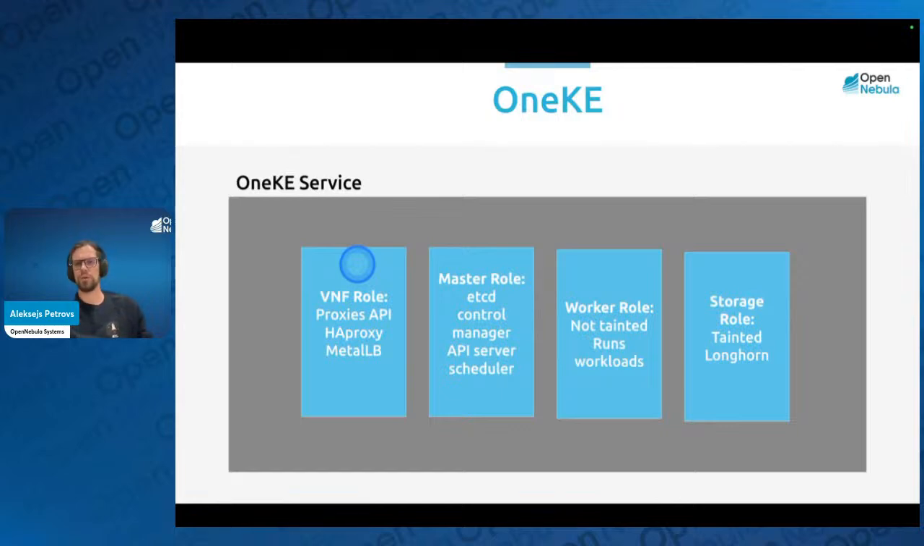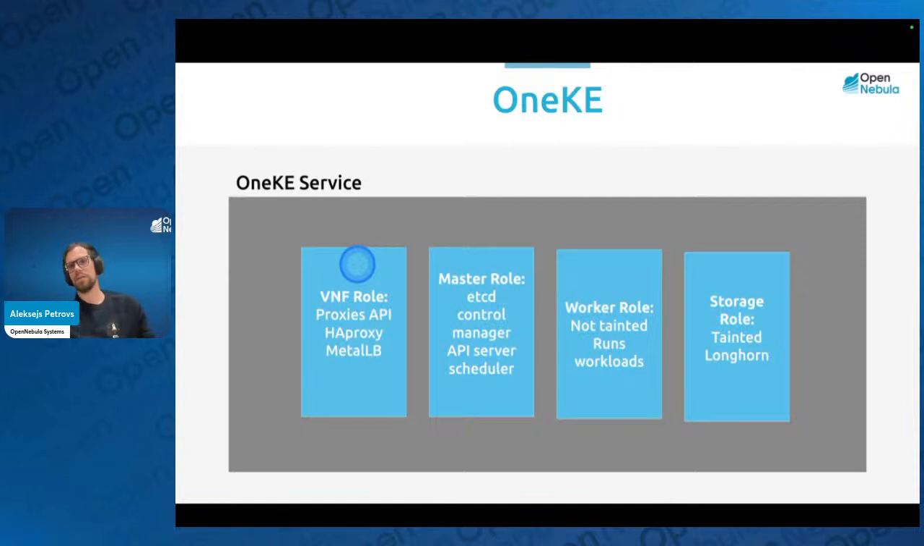Now we have the master role. This one runs the etcd, control plane, API server and scheduler. So that is quite important, right? If you'd like to control your Kubernetes instance. And if we're speaking of the bare minimum, then you should have at least one VNF and at least one master. Typically, masters are not running any workloads, and they kind of shouldn't.